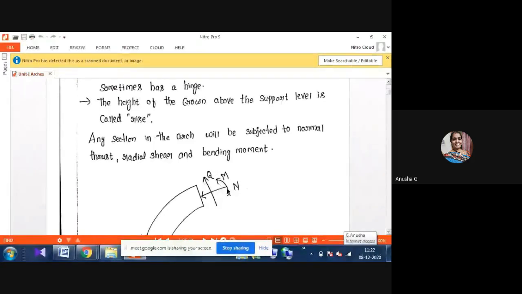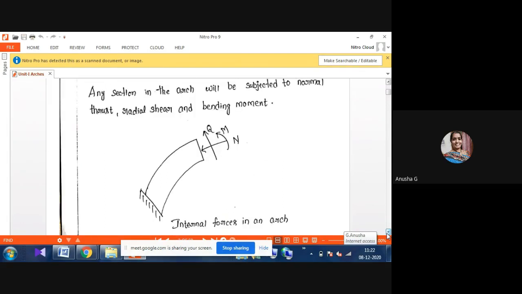There will be three members there. That moment will be called M here. Whenever they ask you to explain arches briefly in theory, you have to write like this, and then explain what the internal forces in the arch are. You have to draw the figure and show the normal thrust, radial shear, and moment, and then explain.